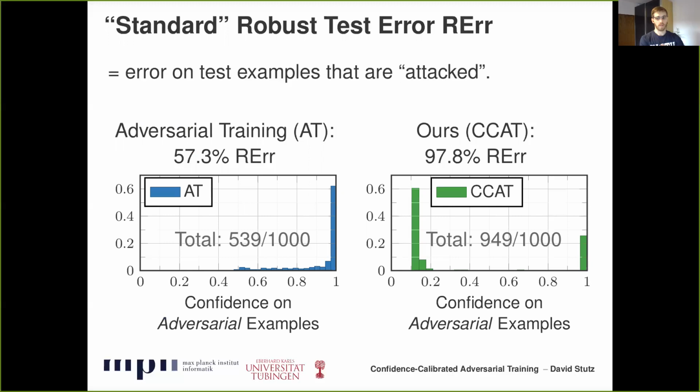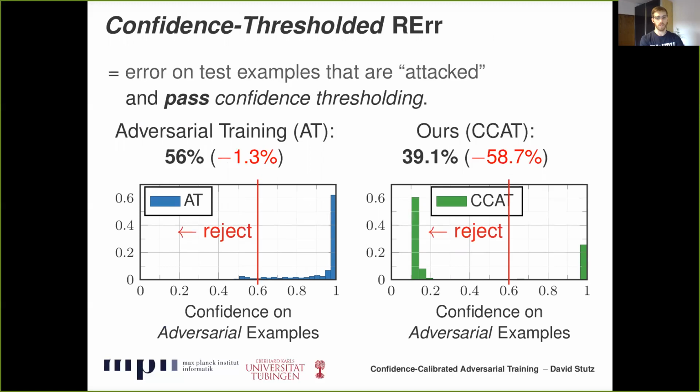However, if we look at the confidence histograms for adversarial examples, there's a significant difference. On the left, for adversarial training, we will see that most adversarial examples receive high confidence, most of the successful adversarial examples plotted here. And on the right, however, our confidence-calibrated adversarial training assigns low confidence to most of the adversarial examples, so these could be rejected. And that's what we do. So we propose a confidence threshold robust test error that takes that into account.